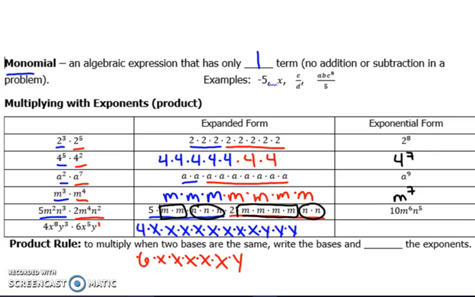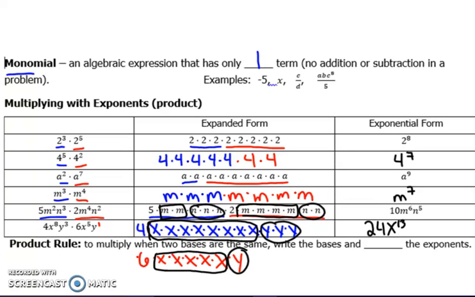Now, I want to make sure I combine like terms, but in this case, we're multiplying. 4 times 6 gives me 24. If I count my x's, I have 8 x's in the first one, and I have 5 x's in the bottom. That means I have 13 x's for my exponent, and now I have 3 y's, and I still have that y there, so that is y to the 4th power.